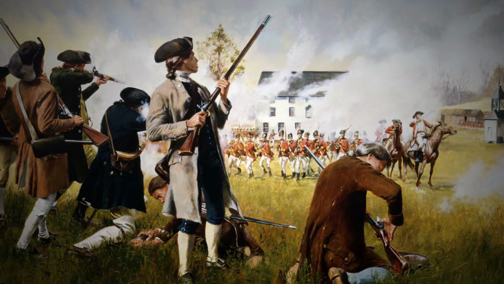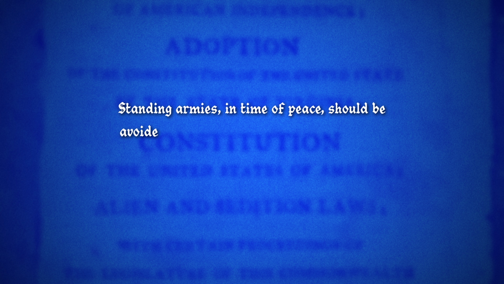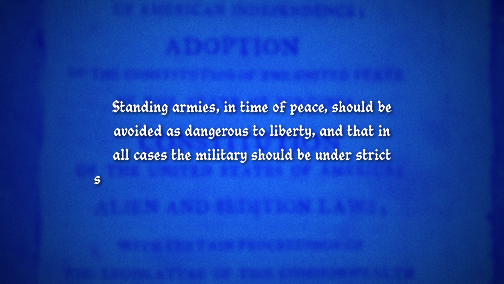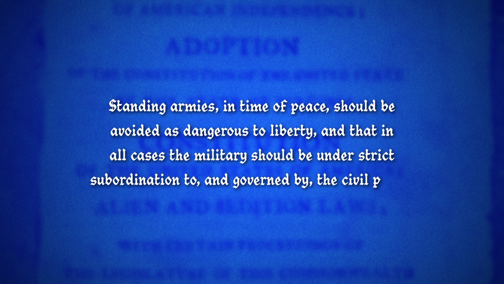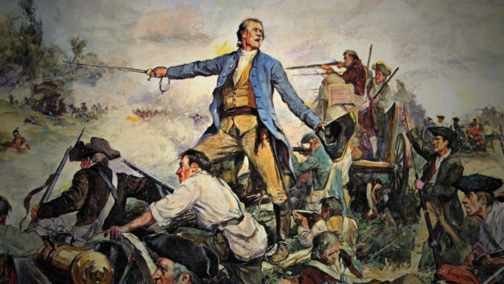The main concern of why this amendment exists is fear of a standing army in peacetime, as it might become troublesome to a free state, tyrannical. Therefore, the people should be personally armed to provide for their own defense. We know that this was the concern at the time because places like Virginia said this: standing armies in time of peace should be avoided as dangerous to liberty, and that in all cases the military should be under strict subordination to and governed by the civil power. The militia is not the military. It never was, it never has been, and it never will be. The militia is the people, the body of free citizens.